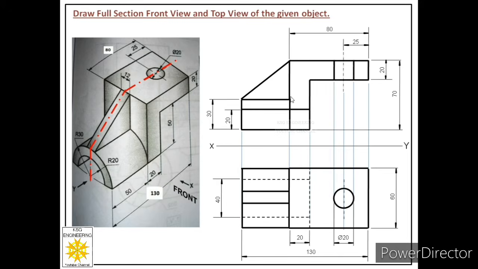So for that we have to remove this portion or this edge. Or in other words, we can say that when we will remove this front half portion of the object, then this complete edge will be removed.